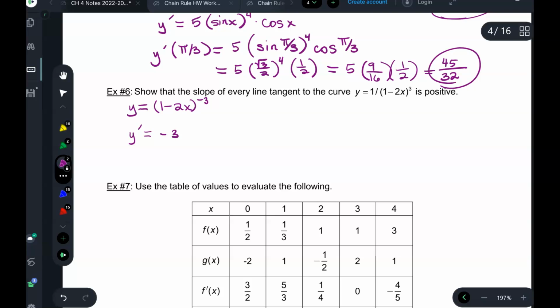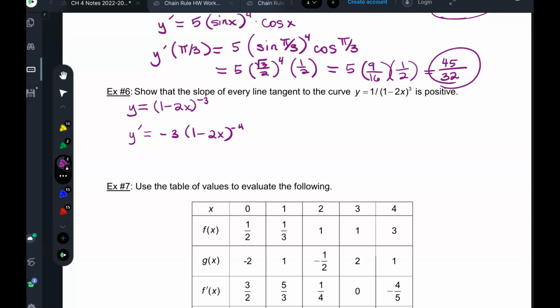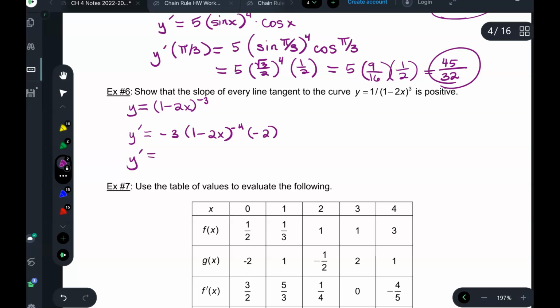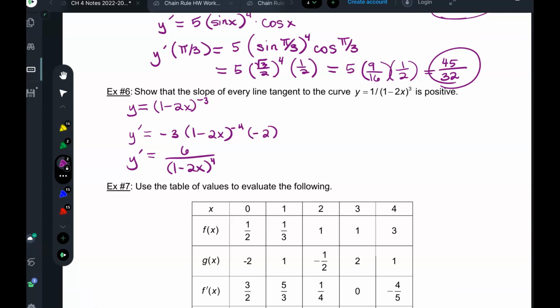Okay, negative 3, 1 minus 2x, take 1 away, becomes negative 4. Don't forget, this is the part everyone forgets. Chain rule. Multiply by 2. Okay, so y prime, how would we rewrite this? 6 over 1 minus 2x to the negative 4. Okay, I'm just going to put that negative 4 power as a positive 4 in the denominator. Now, this is representing the slope of my tangent line, right? For any value of x. So what are we trying to say? We want to show that it's positive.